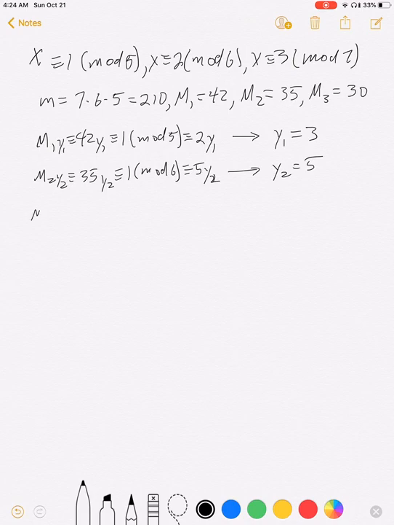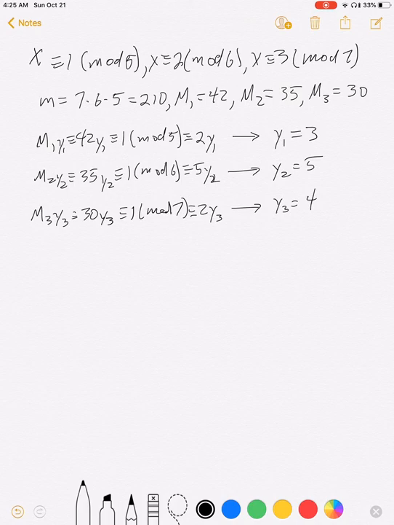All right, let's do M3, congruent to 30 y3, and that needs to be 1 under mod 7. And I will take the mod with respect to 7 of 30 to get 2. And that means that y3 equals 4 is an inverse of 30 mod 7.